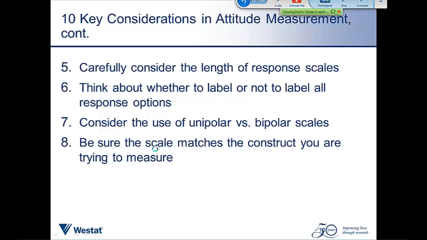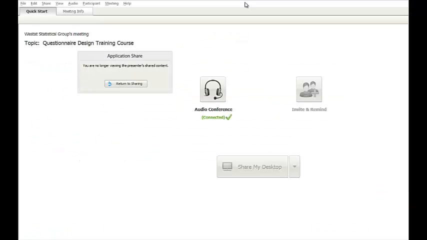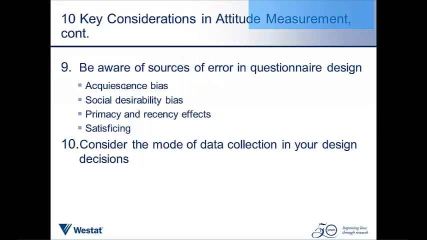And eighth, again, still thinking about scales, making sure that the scale matches the construct that you're actually trying to measure. And then we'll talk about sources of error in designing questions and scales, dealing with acquiescence bias, social desirability bias, primacy and recency, and satisficing. And finally, we'll start to talk about the mode of data collection in design decisions, and then we'll continue talking through that next week when we look at how we design and lay out questionnaires.